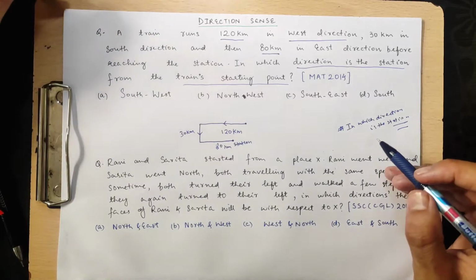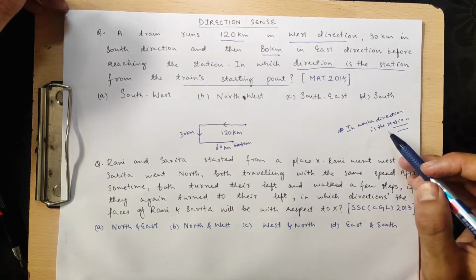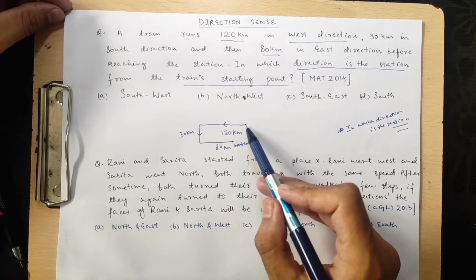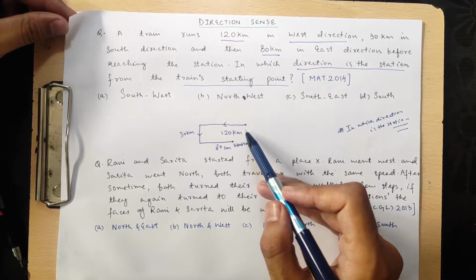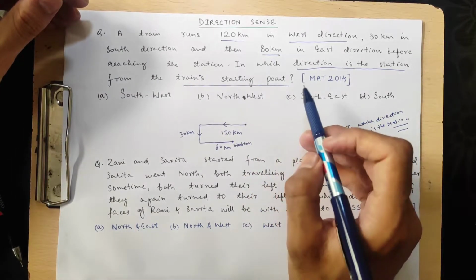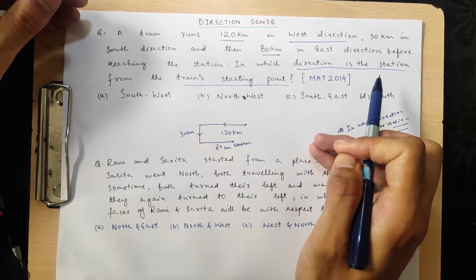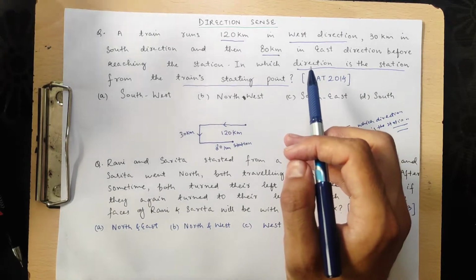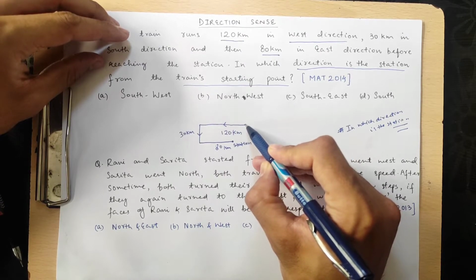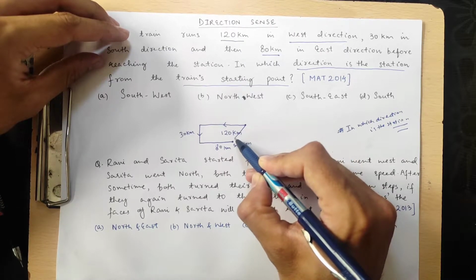So I'm telling him, okay, I will tell you the direction, but from where? So he tells from the train's starting point. That means I have to sit at the starting point, or we both have to sit at the starting point and look towards which direction? The direction of the station, and tell him the direction of the station. So I will sit at the starting point and look towards the station directly.